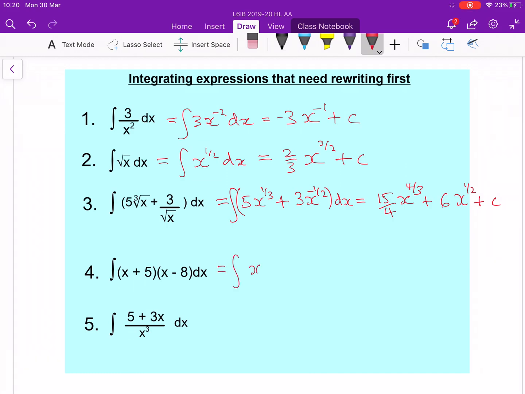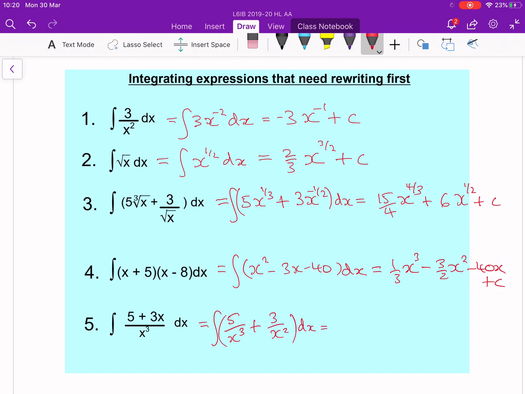This one I'm going to expand the brackets and then integrate. And this last one, I'm going to actually do the dividing by x cubed. Rewrite it using negative powers, and then integrate.